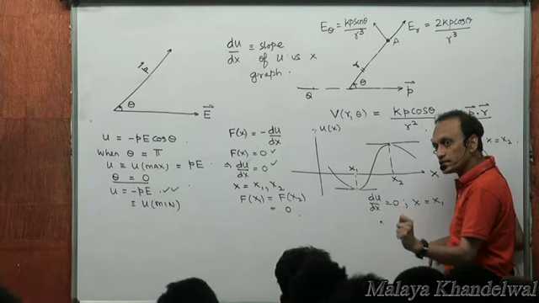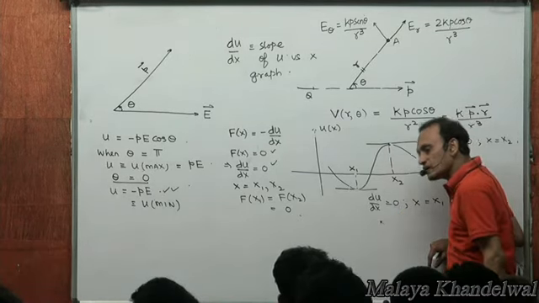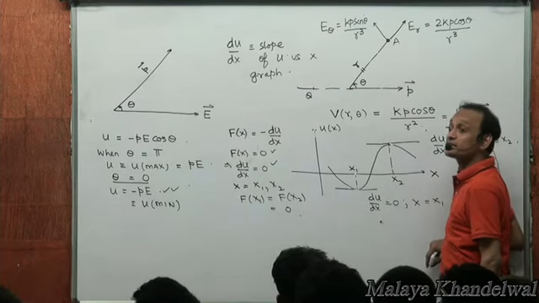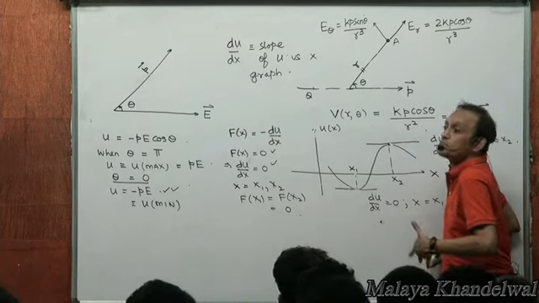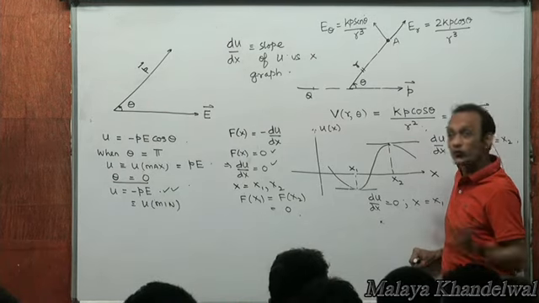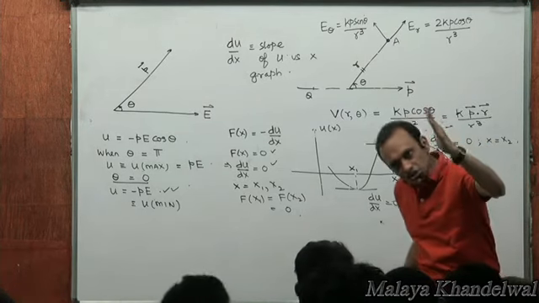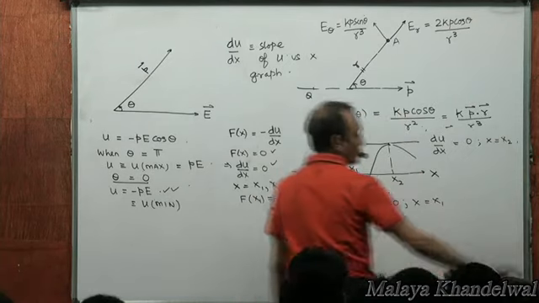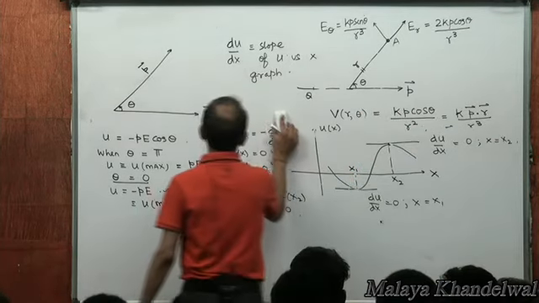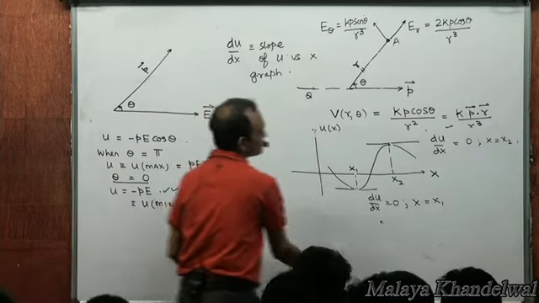So x equal to x1, which represents a state of lowest potential energy of a particle, is a preferred state. x equal to x2, which is a state of highest potential energy of the particle, is not preferred. We'll see how that happens. But do you understand my assertion? So both lowest and highest potential energy states are states of equilibrium.